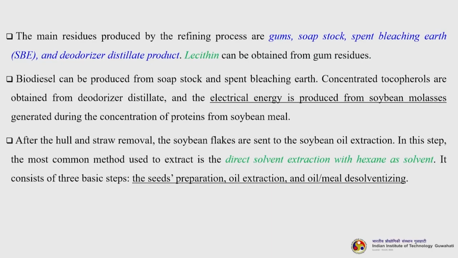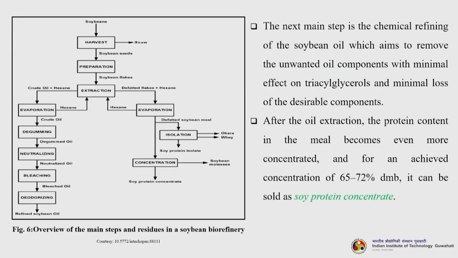After the hull and straw removal, the soybean flakes are sent to the soybean oil extraction. Now, in this step the most common method used to extract is the direct solvent extraction with hexane as solvent, which I have already shown you in that schematic diagram. Okay. Now, it consists of three basic steps: the seed preparation, oil extraction, and oil and meal desolventizing. Okay. So, this is the overview of the main steps and residues in a soybean biorefinery. You can see this figure.